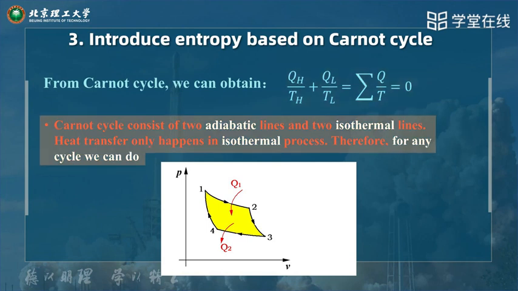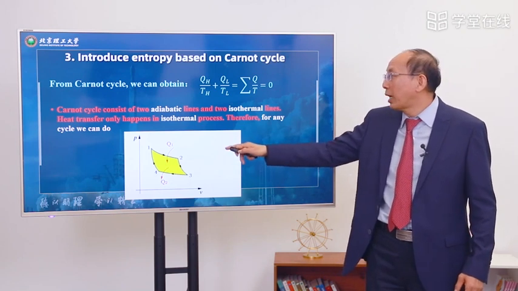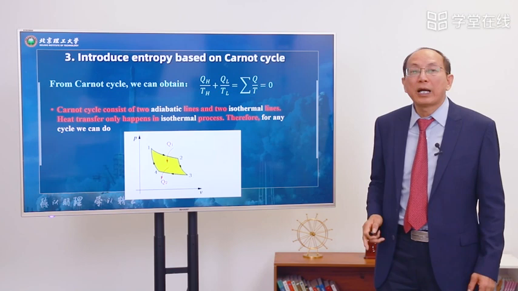The Carnot cycle consists of two adiabatic lines and two isothermal lines. Heat transfer only happens in isothermal processes. Therefore, for any cycle, we can do some analysis about the Carnot cycle. Like this: the Carnot cycle, we know, is two adiabatic lines and two isothermal lines.